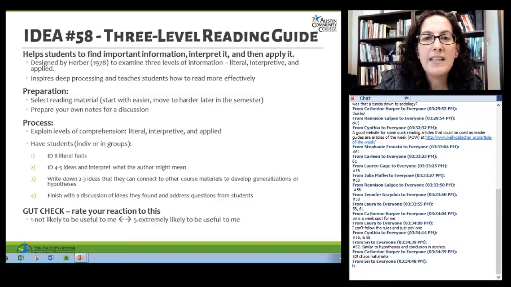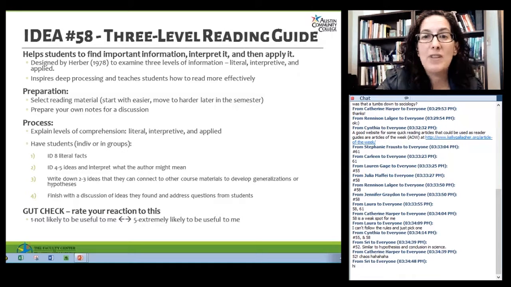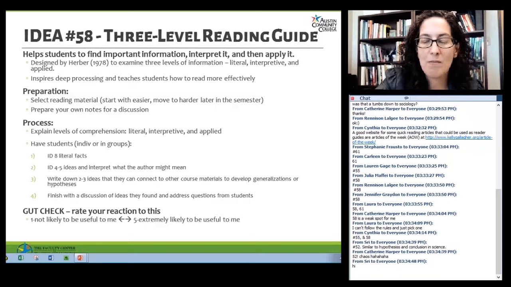And then lastly, they need to write down 2 to 3 ideas that they can connect to other things. And this is really my favorite part. You can ask them to connect to stuff you've already done in the class, stuff they've learned in other classes, things that are personal to them. You can ask them to apply it by creating their own hypothesis.